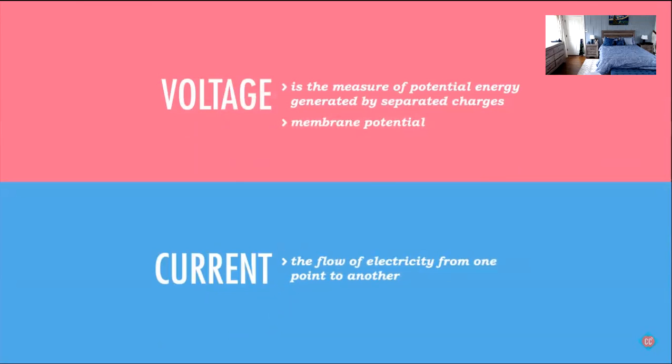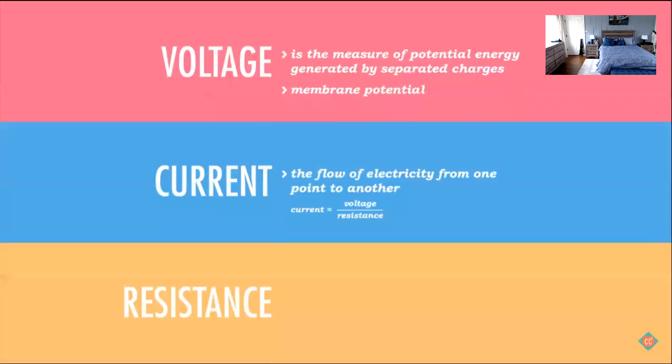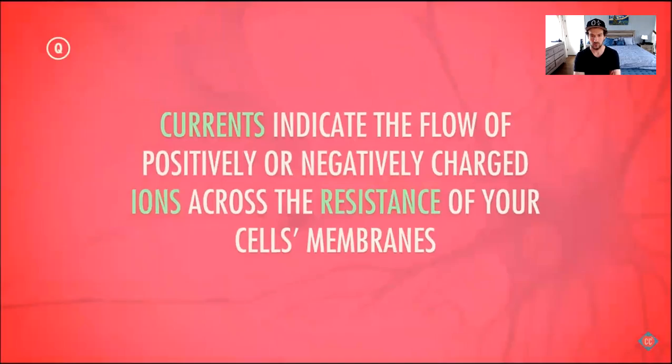And just like there's voltage in your body, there's also current, the flow of electricity from one point to another. The amount of charge in a current is related both to its voltage and its resistance. Resistance is just whatever is getting in the way of the current. Something with a high resistance is an insulator, like plastic, and something with a low resistance is a conductor, like metal. Now, when we talk about these concepts in terms of you, we're typically talking about how current indicates the flow of positively or negatively charged ions across the resistance of your cell's membranes. And again, these membranes separate the charges, so they're what provide the potential to convert the electricity into something useful.